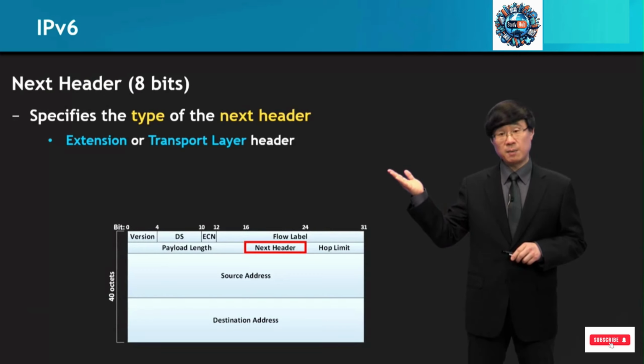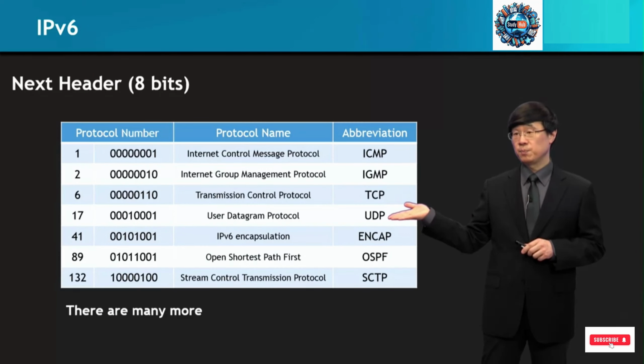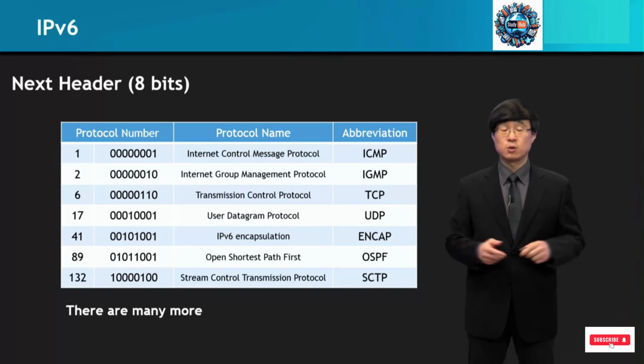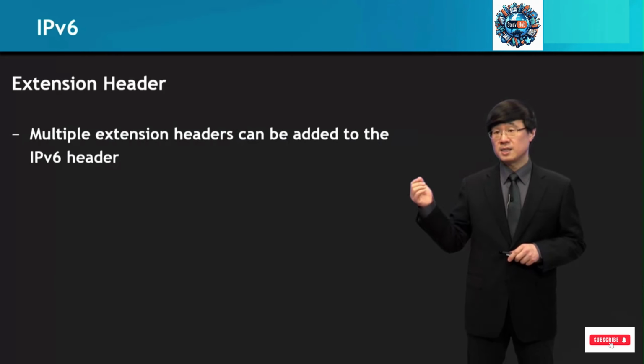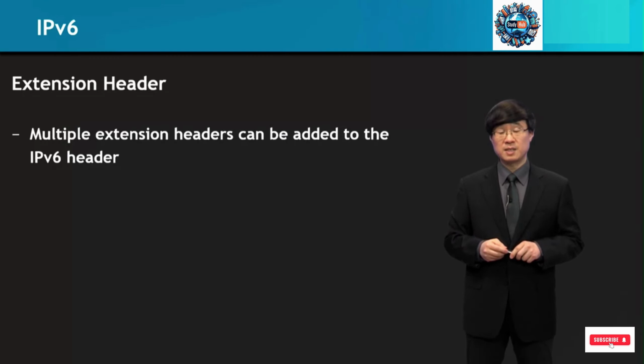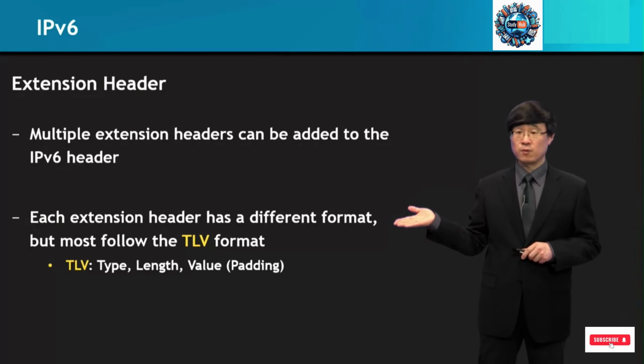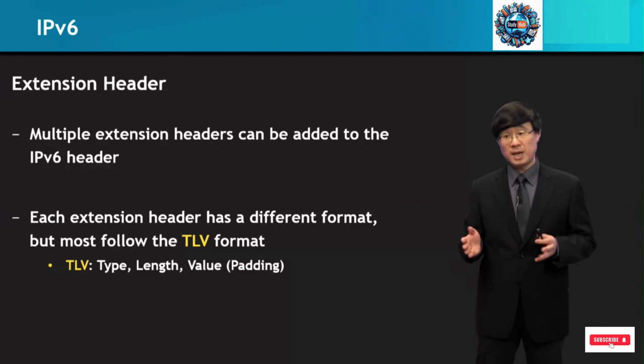The next header field is 8 bits, and it specifies the type of the next header. Some of the options are TCP and UDP. In addition, others like ICMP, ENCAP, OSPF, and various others do exist. Multiple extension headers can be added to the IPv6 header. You can add them on and use them to create the functionality within the network that you want. Each extension header has a different format, but most of them follow the TLV format, which is type length value, which may include padding as well.